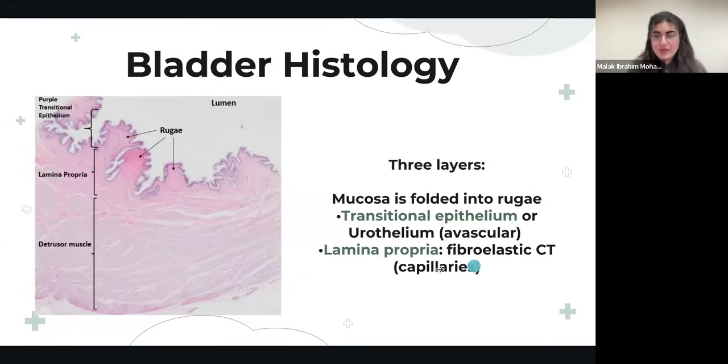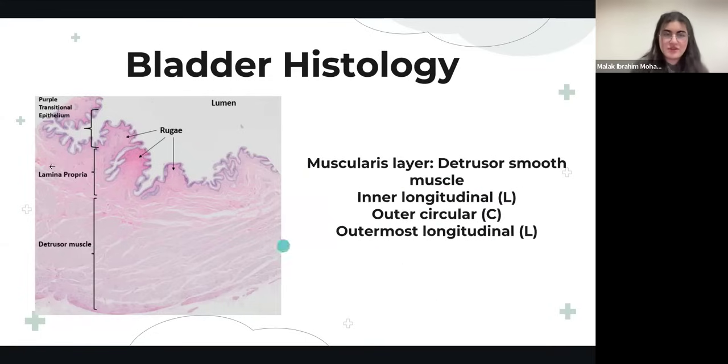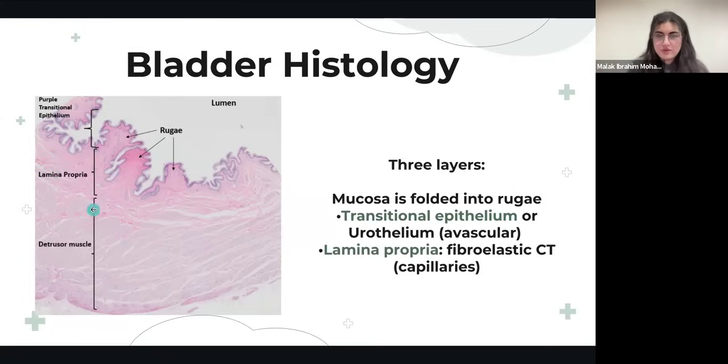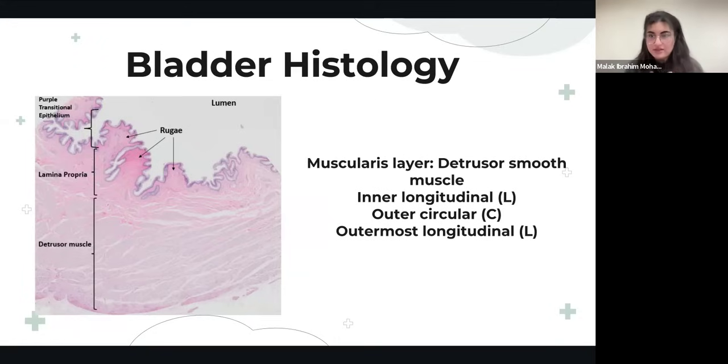This is avascular. And then the lamina propria, it's fibroelastic, and this is the one that has the capillaries. The transitional epithelium is avascular. It doesn't have anything. Now, this transitional epithelium forms rugae in order to allow for more distension. Next, you have the muscularis layer, which is basically where the muscle would be located.